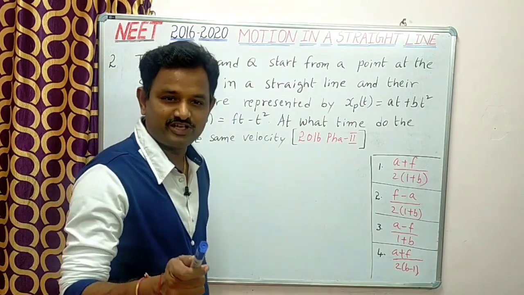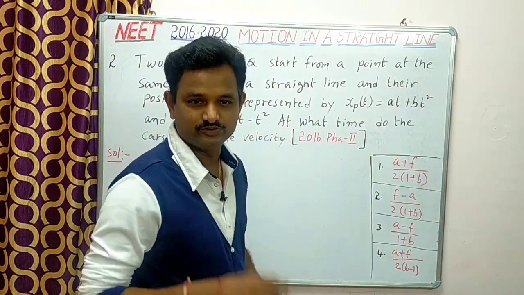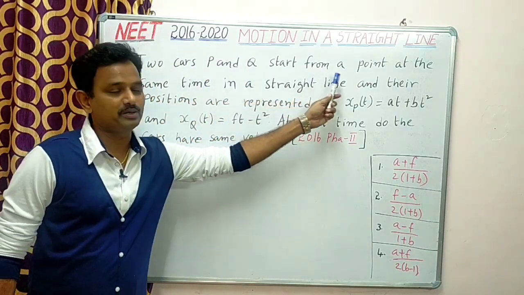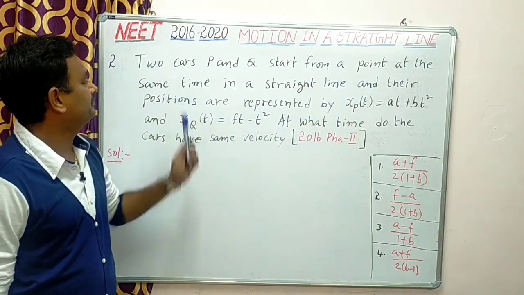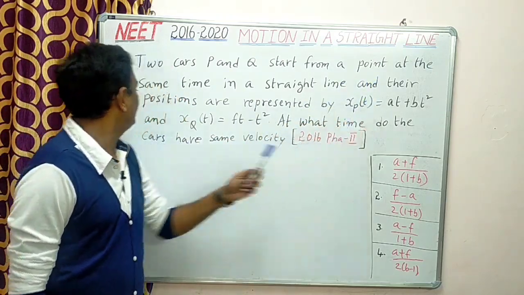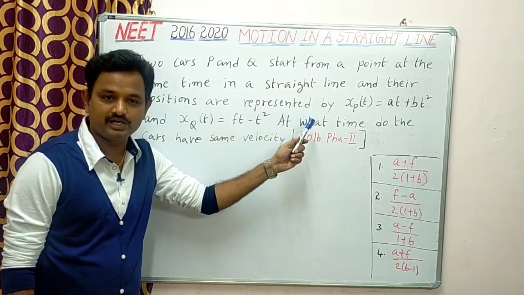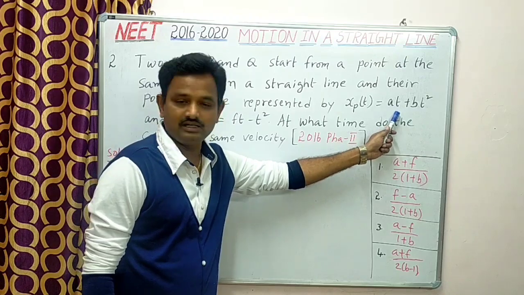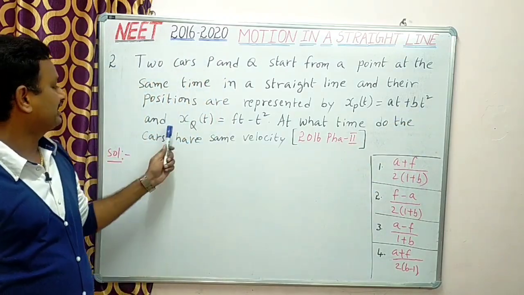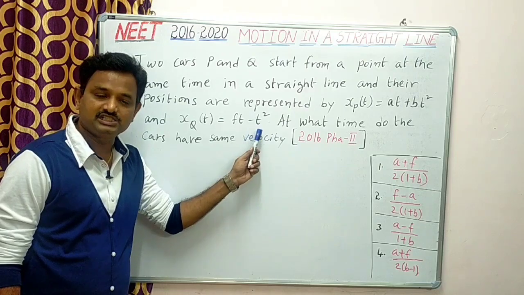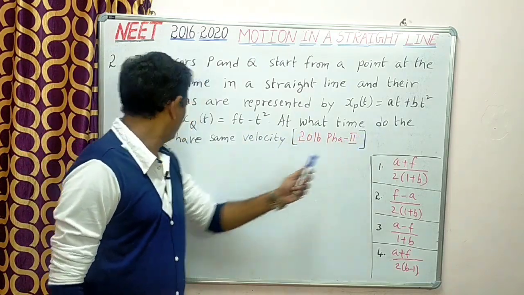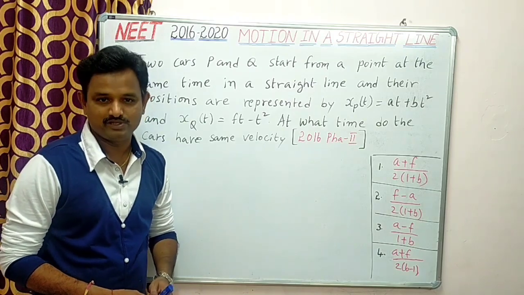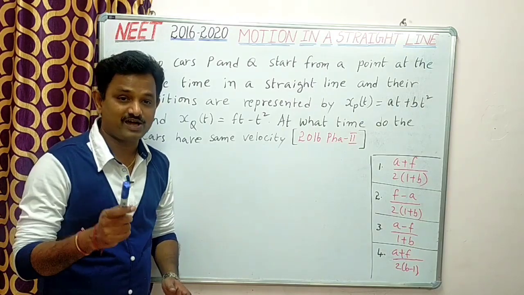In 2016 phase 2, we got one MCQ. Look at here. Two cars P and Q start from a point at the same time in a straight line, and their positions are represented by x at position P, at plus bt square, and x at position Q, ft minus t square. At what time do the cars have the same velocity? So we need to calculate the time here. At that time, the cars have the same velocity.